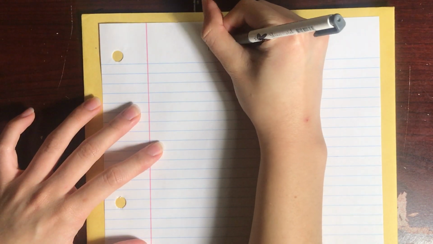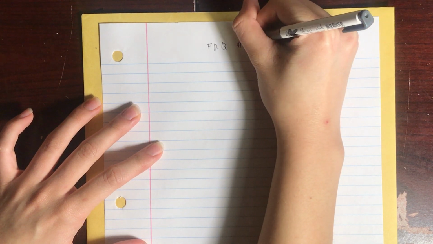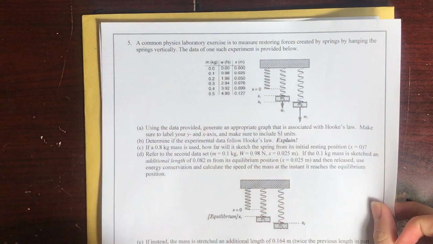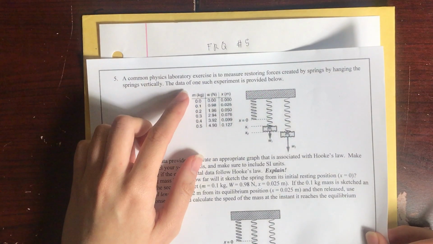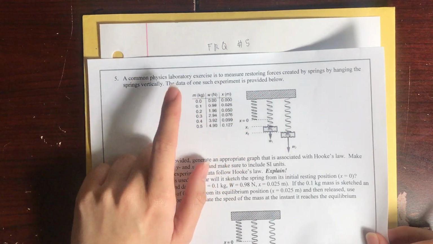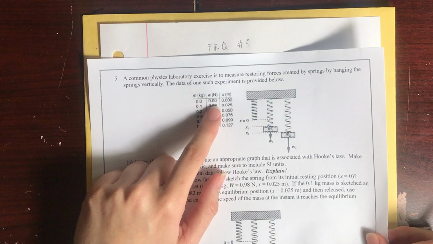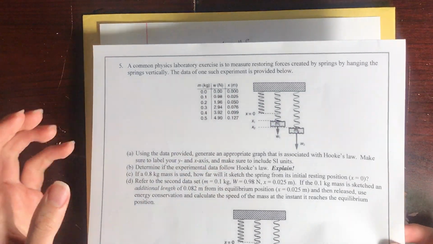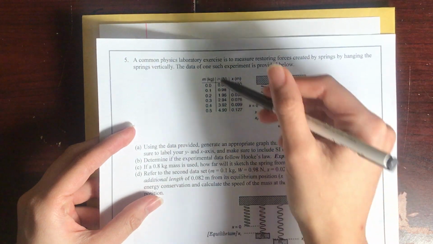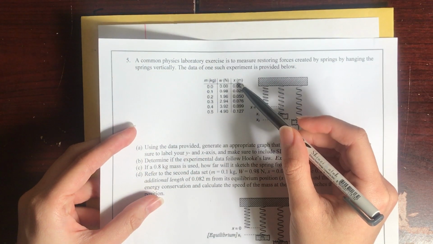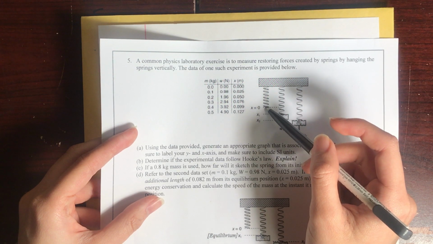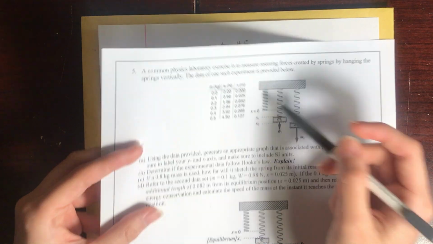So in FRQ number 5, we're going to be looking at a data table with information gathered by hanging different blocks of different masses on a vertical spring. Here we see that it gives us mass, weight, and x. Mass is the mass of the block, and the weight is the force of gravity on the block, which is also the force acting on the spring, pulling it down. And then x is the distance measured in meters from the equilibrium, where the spring sits if there's nothing hanging on it.